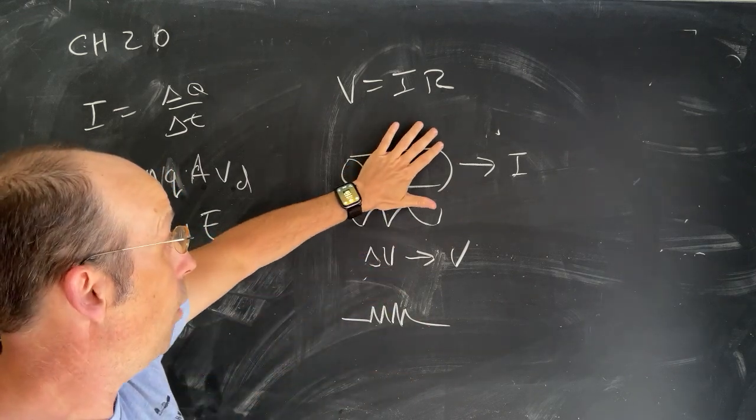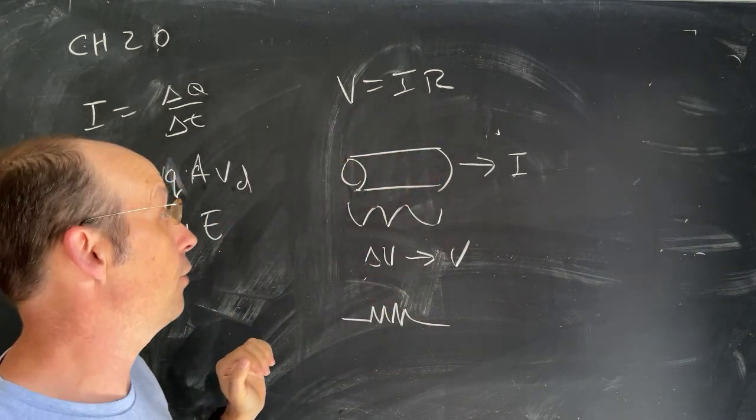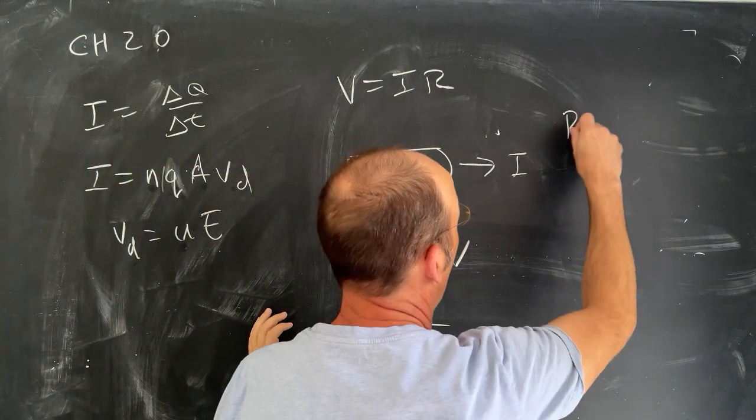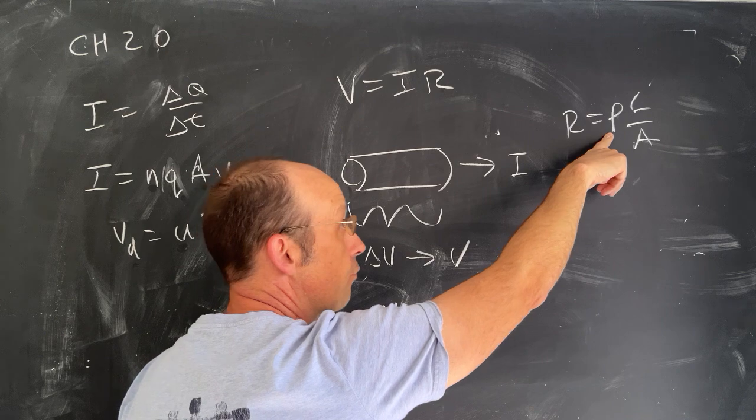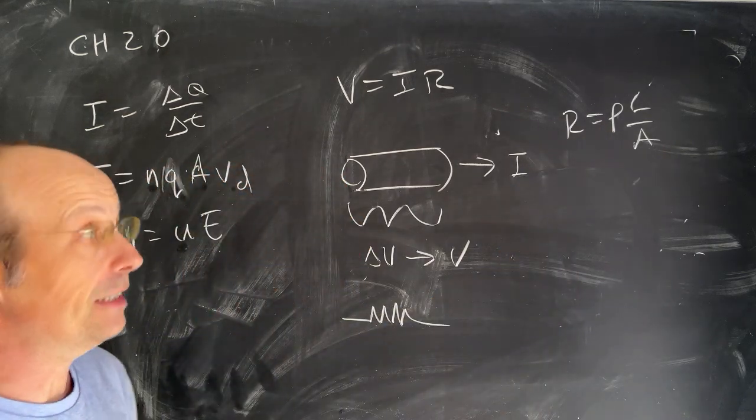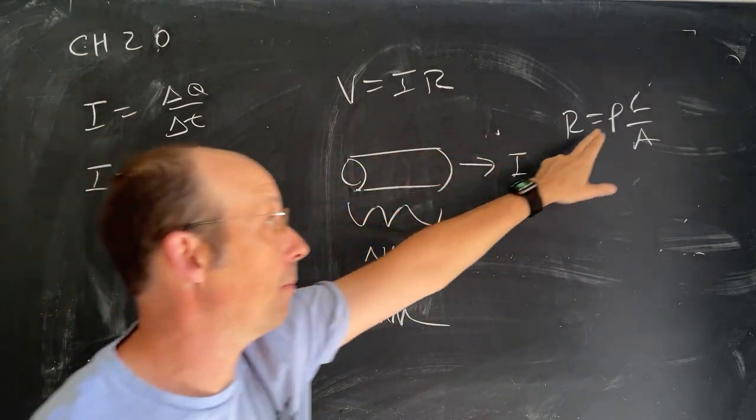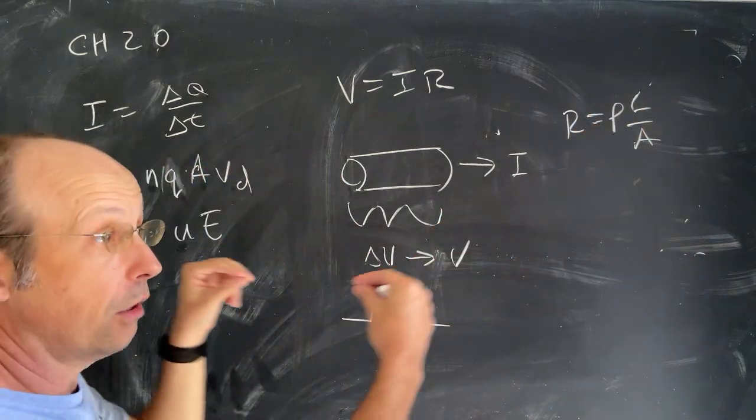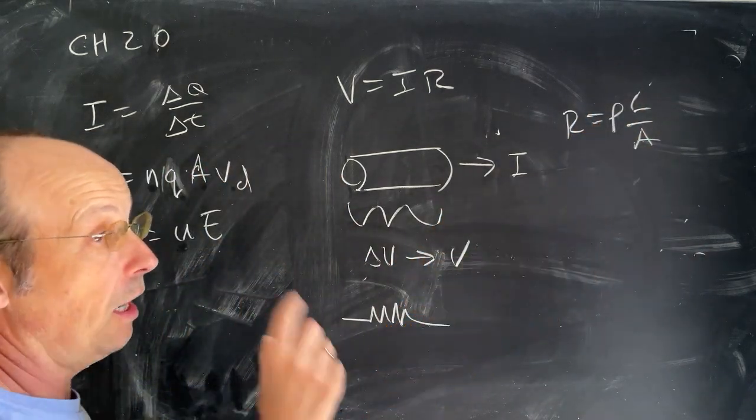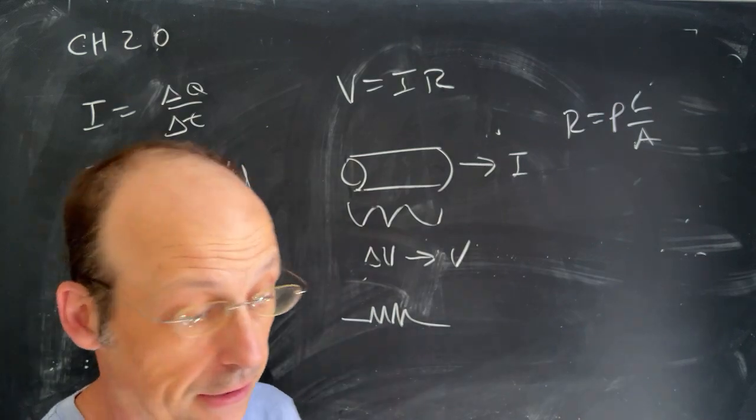Now, if I have a wire like that, I can write its resistance as R equals rho L over A. This rho is the resistivity, a property of the material. L and A are properties of the dimensions of the wire. A longer wire has more resistance. A thicker wire has less resistance.